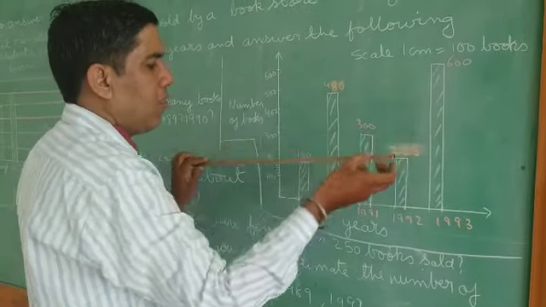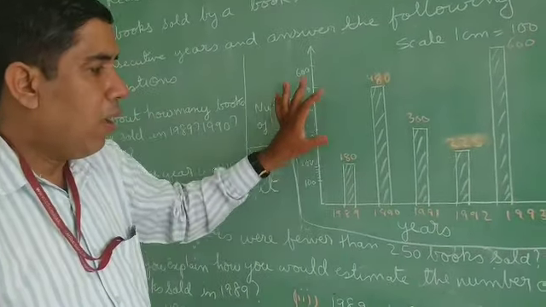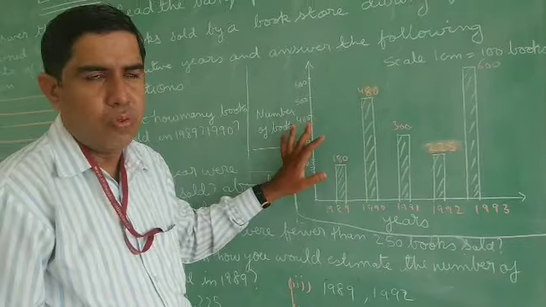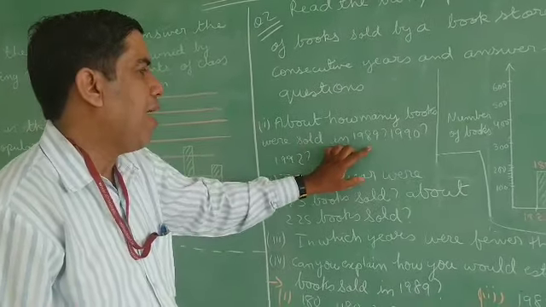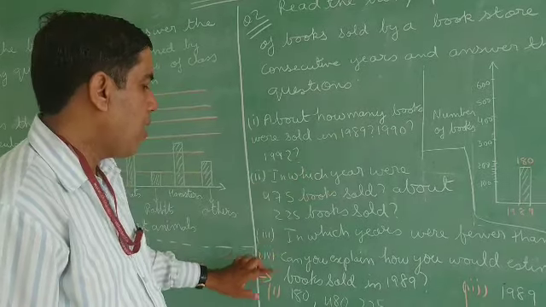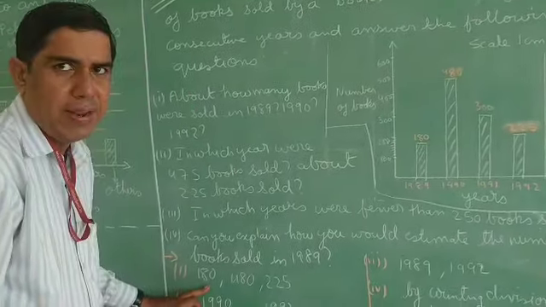Right here, this thing you have to do before, then only you will understand and be able to give the right answer to this question. Now, about how many books were sold in 1989? So in 1989, how many books were sold? You can see here it is 180.